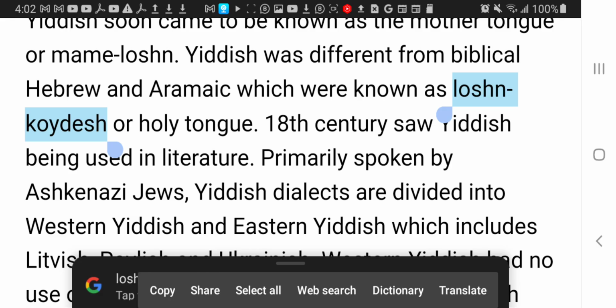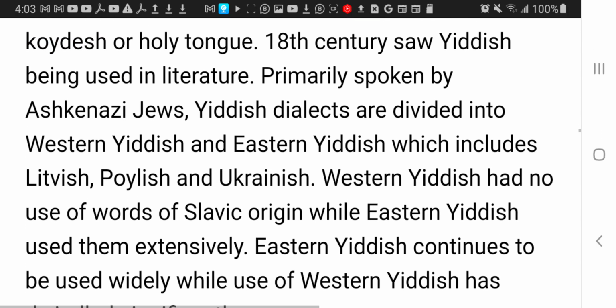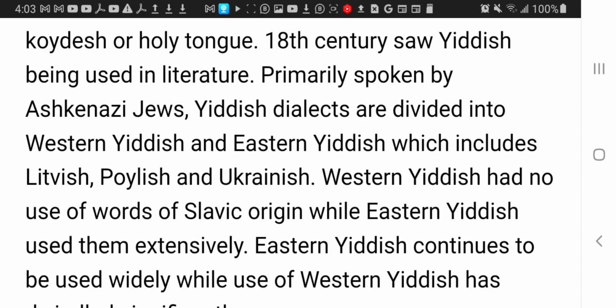Remember we showed you from the top that Hebrew is related to the Arabic and Amharic, right? They should really put the Amharic and Arabic, since the roots of Ethiopia and the Yehudi and Israelite peoples go deeper. But be that as it may, it says 18th century. You know what the 18th century was? The 1700s AD saw Yiddish being used in literature.